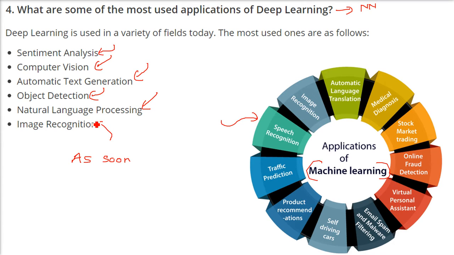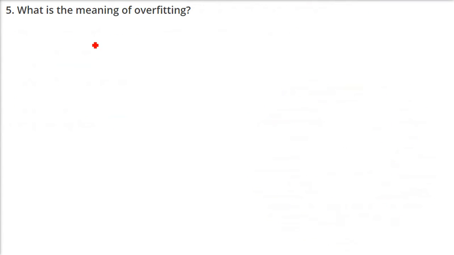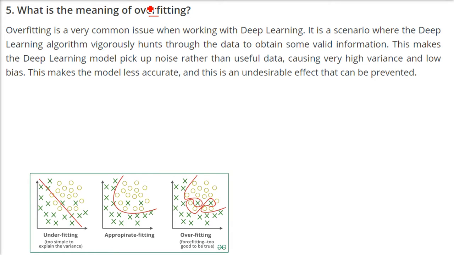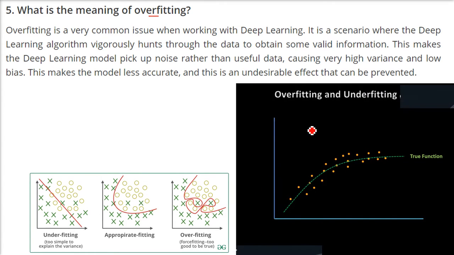Image recognition also. What is the meaning of overfitting? When you try to overfit the data, that is called overfitting. Now let us understand with the diagrams. Along with overfitting, we have underfitting also. Overfitting is a very common issue when we are working with deep learning. What is the scenario here? The deep learning algorithm vigorously hunts through the data to obtain some valid information.